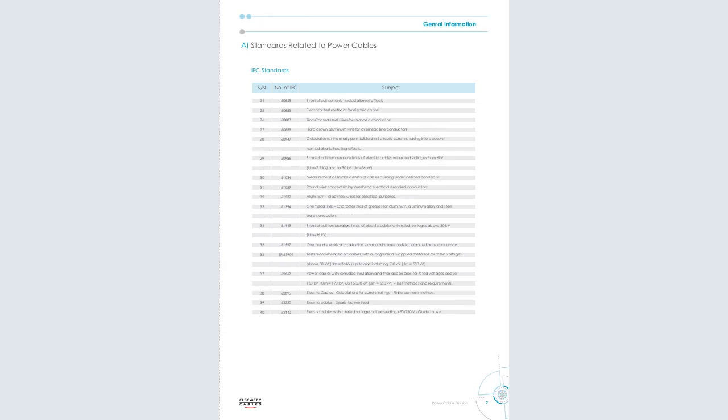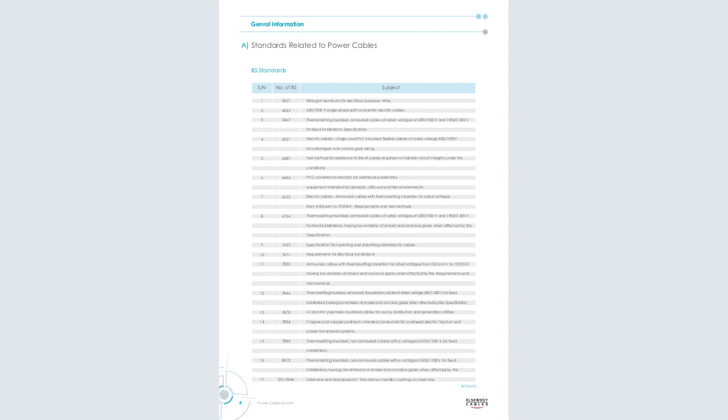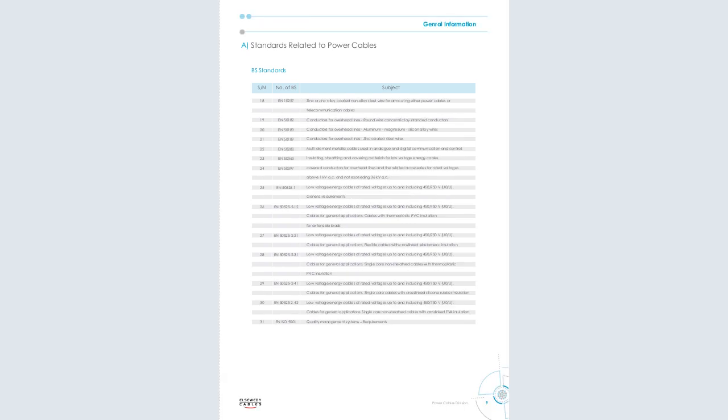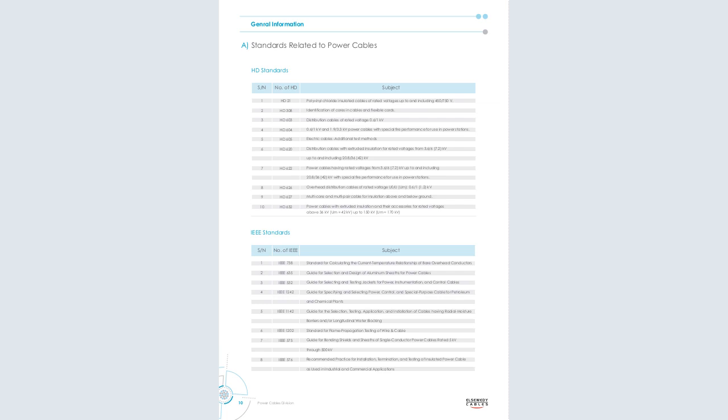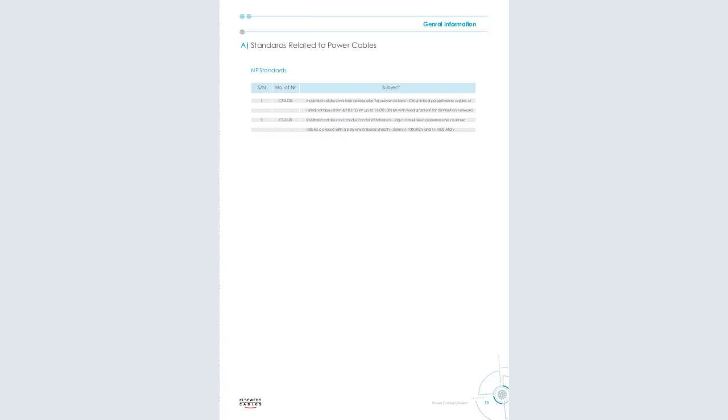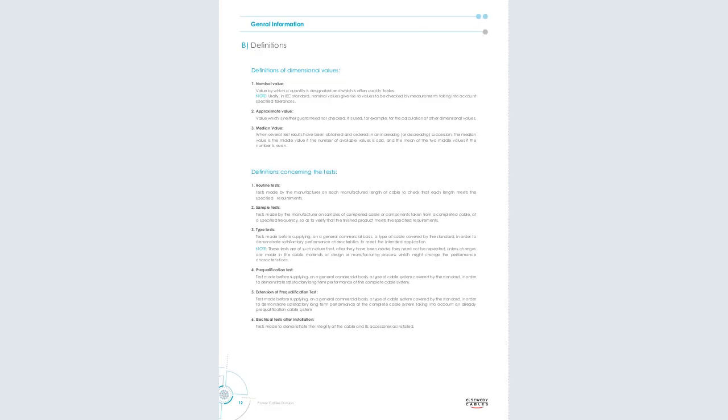I'm opening up. These are the IEC standards that we were talking about, and the tables. These are the tables that I told you that I was to show you. So you look at them at your own time.